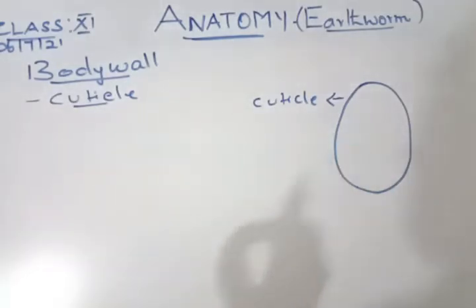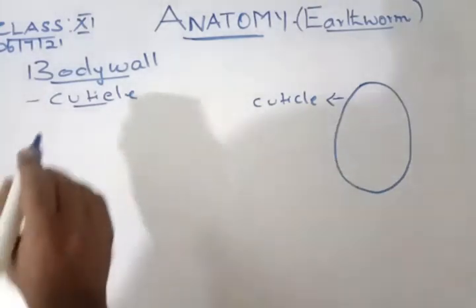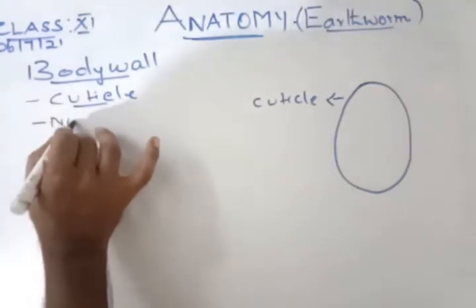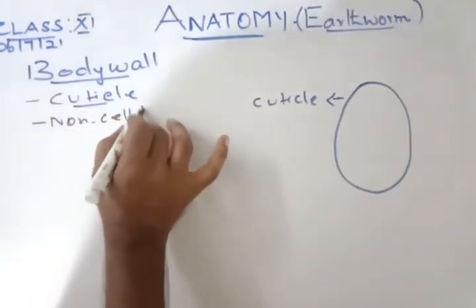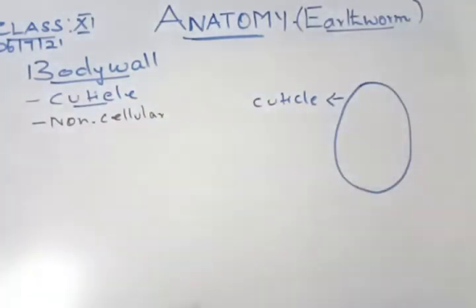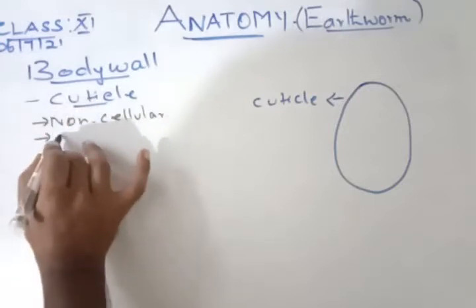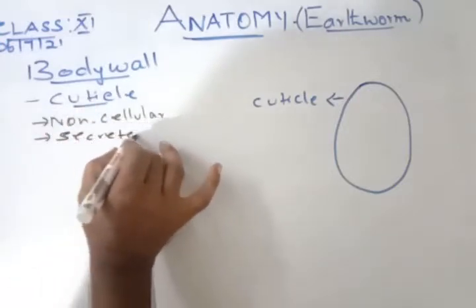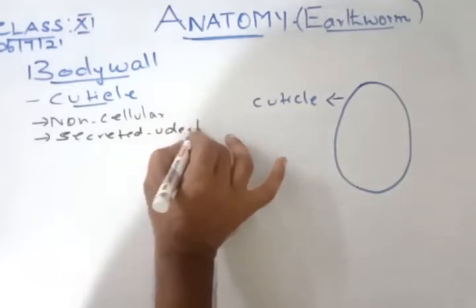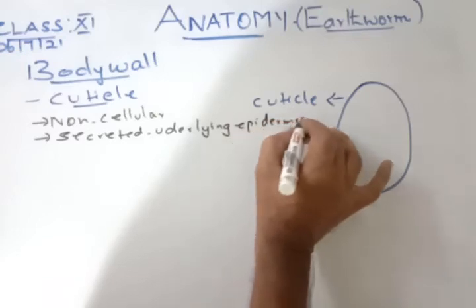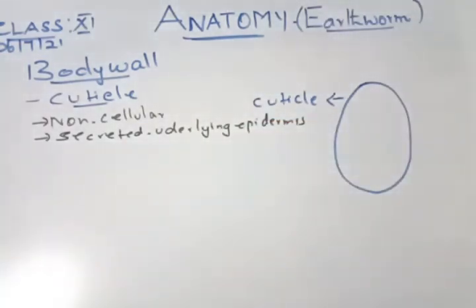Now the cuticles are a delicate non-cellular membrane. So here, they are non-cellular, in the sense they do not have cellular content. And they are secreted by an underlying epidermis. So this kind of cuticles are secreted by the underlying epidermis. Okay, so this is about the cuticles.